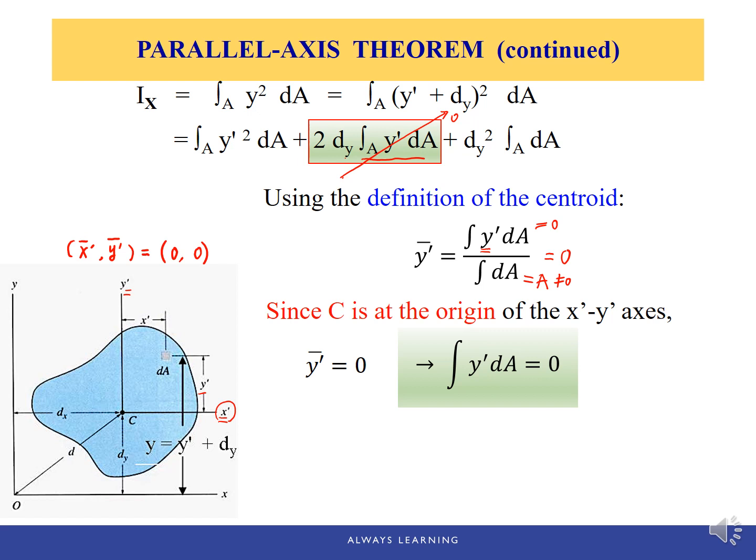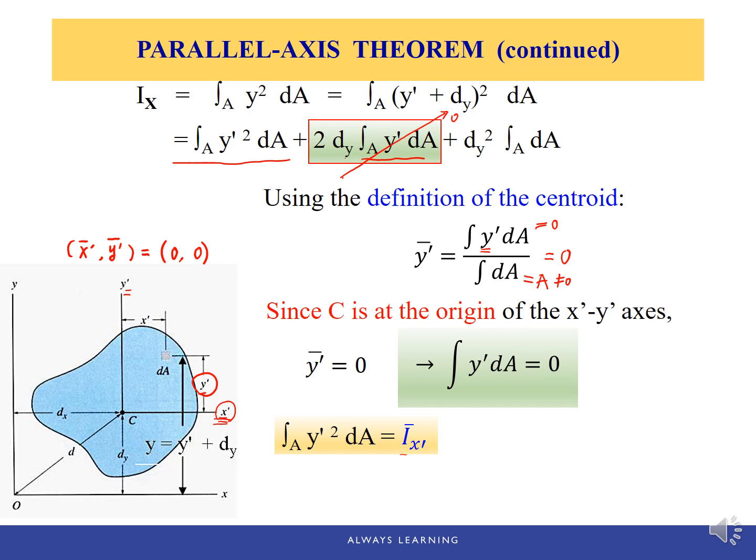And next, let's take a look at the first expression, the integration of y prime squared times dA integrated over the entire area. If you recall the definition of moment of inertia, I about a given axis equals the integral of r squared times dA. Now this y prime term is the distance from this dA to the x prime axis. So based on the definition of the moment of inertia, this first expression integration is the moment of inertia about the x prime axis. The x prime axis is the centroidal axis, so we give it a special symbol, which is the bar on top.